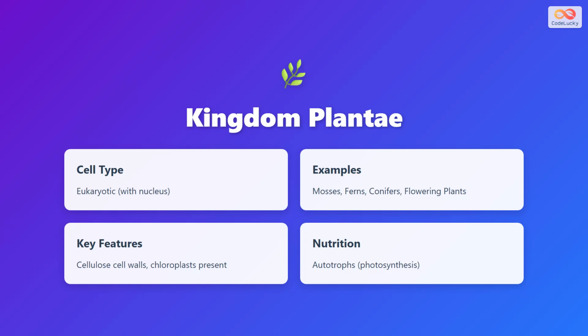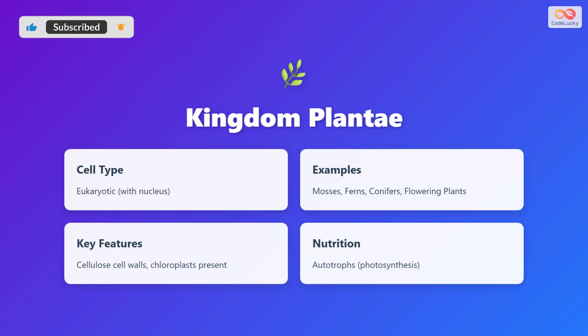Kingdom Plantae, or the plant kingdom, includes all the green organisms that produce their own food through photosynthesis. Plants are eukaryotic with cells that have a nucleus. Their cell walls are made of cellulose, and their cells contain special organelles called chloroplasts where photosynthesis occurs. The plant kingdom includes mosses, which are small non-vascular plants, ferns with their distinctive fronds, conifers like pine and spruce trees, and flowering plants that produce flowers and fruits.